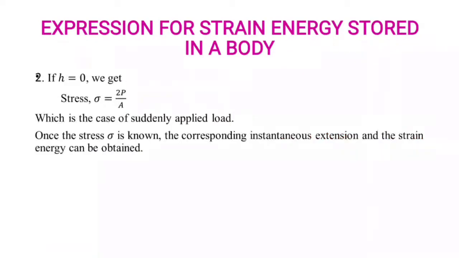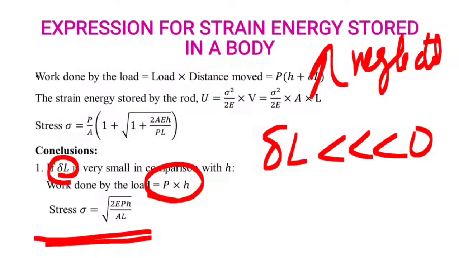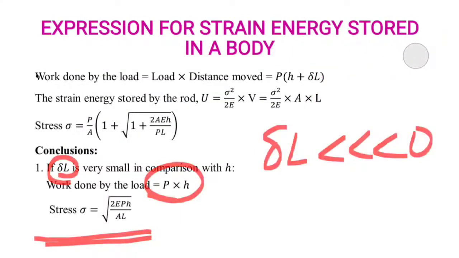In the next case, if H is equal to 0, we can put the H value as 0, so the work done will be P into delta L.